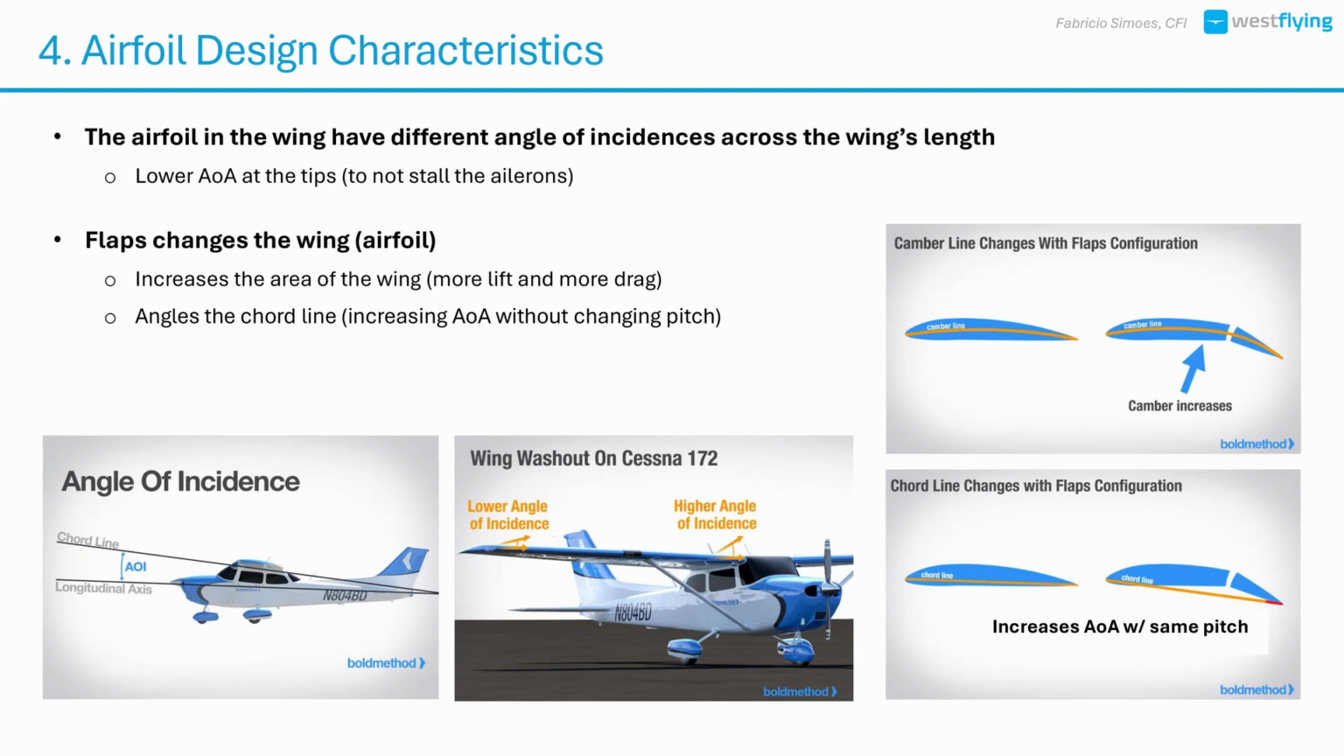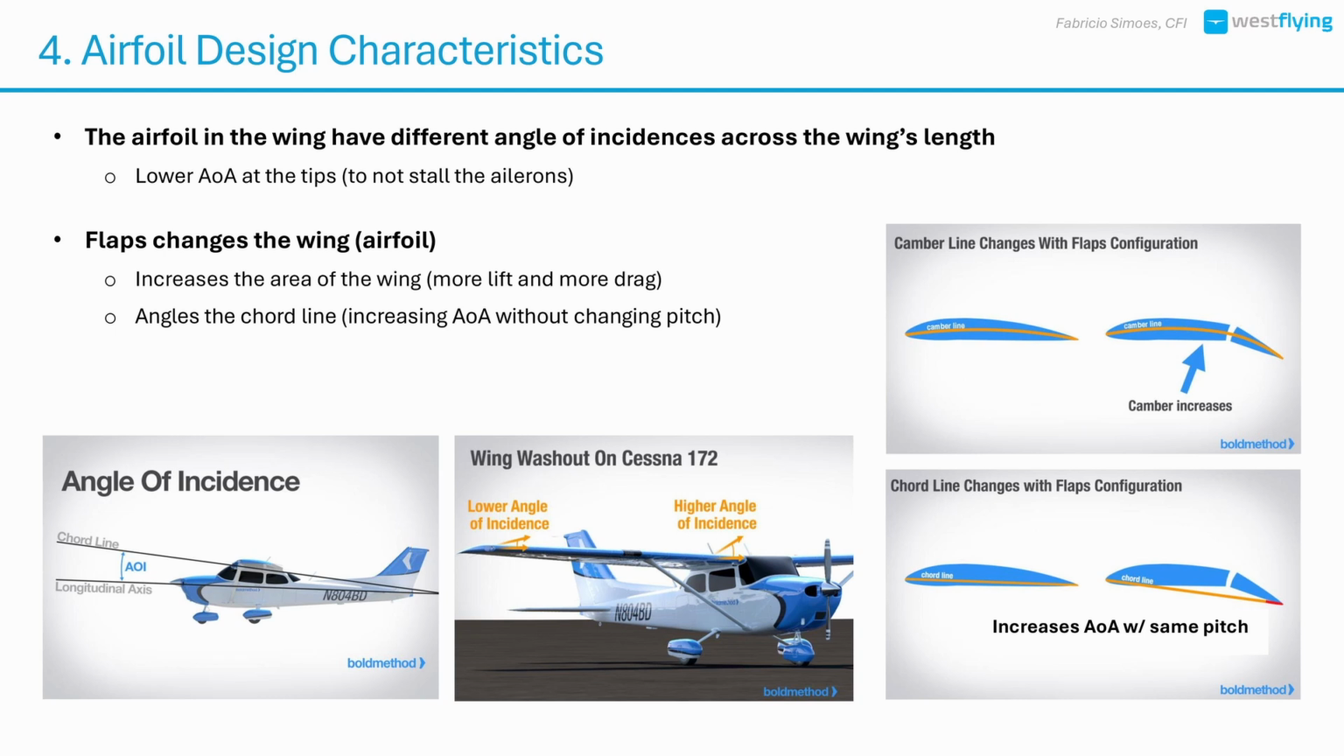Another concept you should know is the angle of incidence. This is the angle between the chord line and the longitudinal axis of the wing. A wing can be designed using different angles of incidence across the wing span. Designers often reduce the angle at the wingtips compared to the root. Why? This helps the root stall first and keeps ailerons effective during the early stages of a stall, giving you roll control when you need it most.